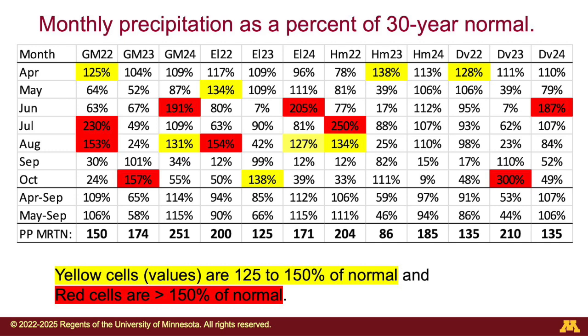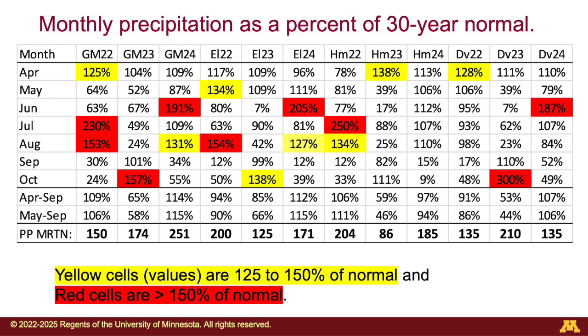Total growing season precipitation, 46% of normal at Harmony. 44% of normal at Dover, less than half of what was normal, and it still yielded 240 something. That's hard to believe. Now look at Grand Meadow in 24, 191% of normal in June.